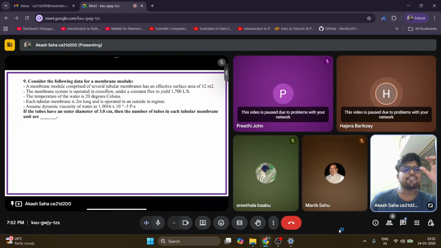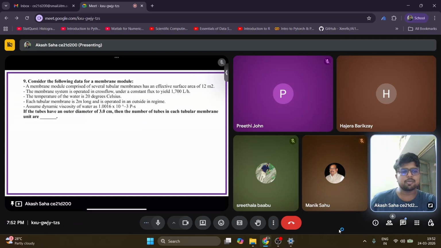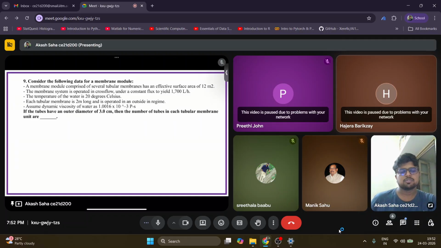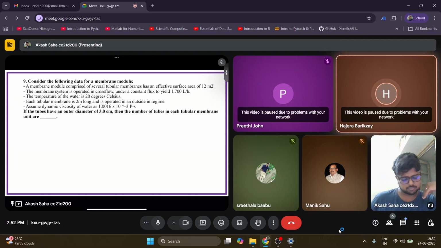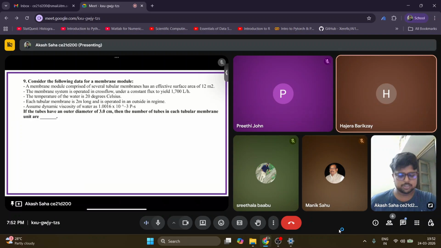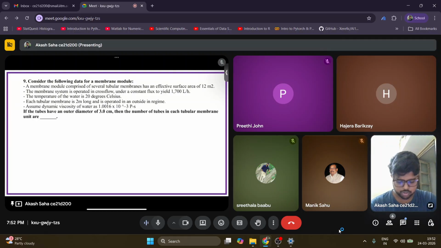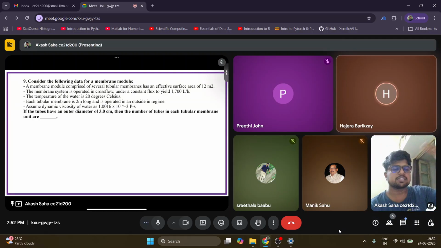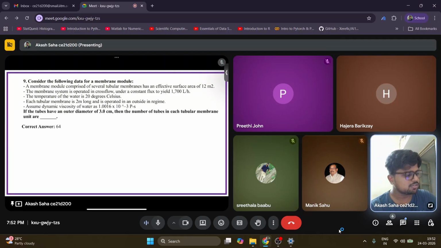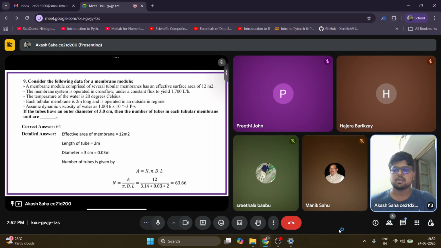Now, the entire effective surface area you need is 12 meters square. So 12 divided by 0.1884. How much are you getting? I guess it's 63. So you will have some 64. Just increase it to the next number. So the correct answer is 64. So that's how you have to do it. Okay, so very simple calculation.